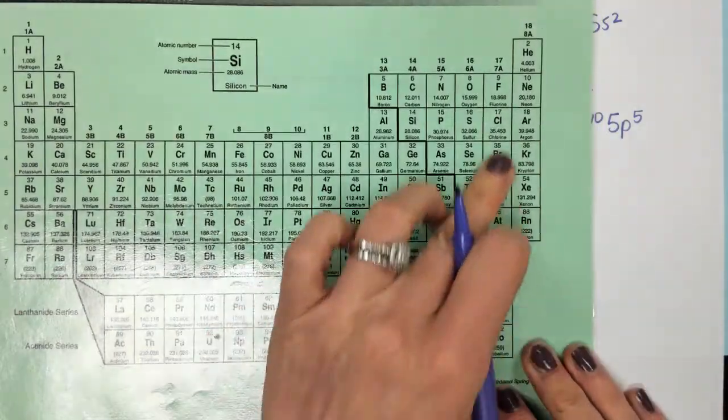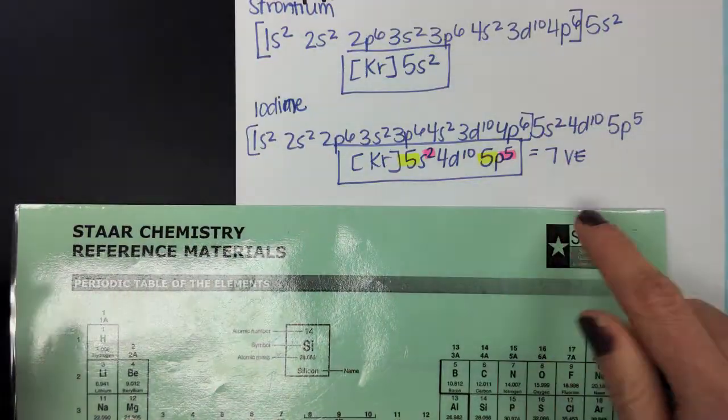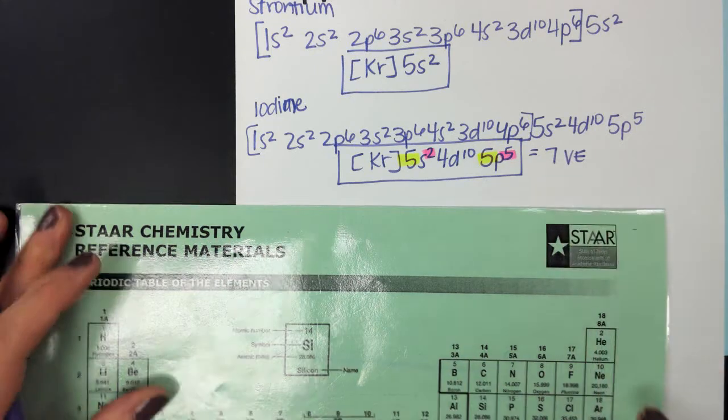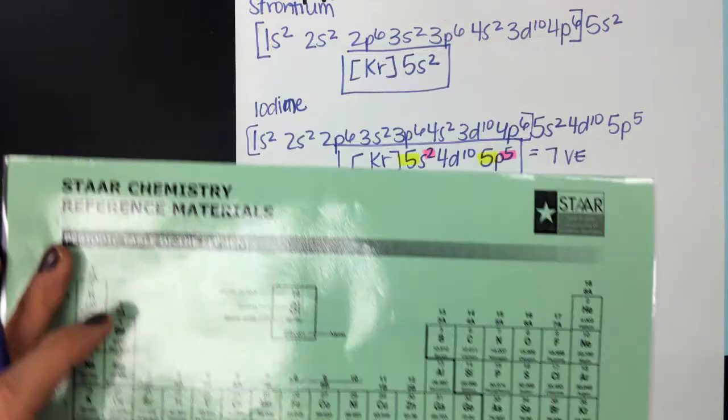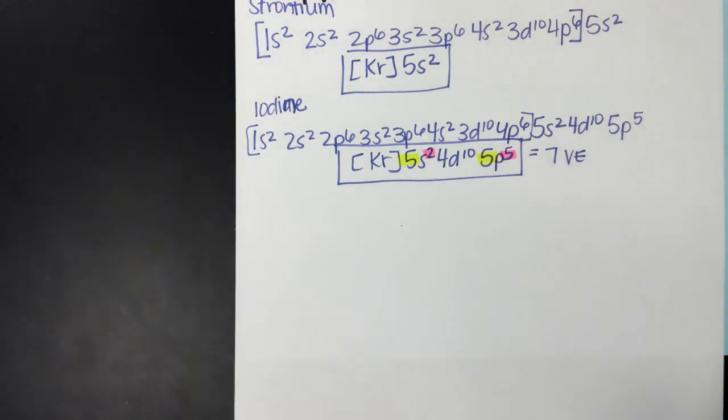And if you check, he's in group 7A. That's your halogens. They all have only 1 valence electron to go until they become a noble gas. Okay, they really, really want to gain that 1 extra electron.